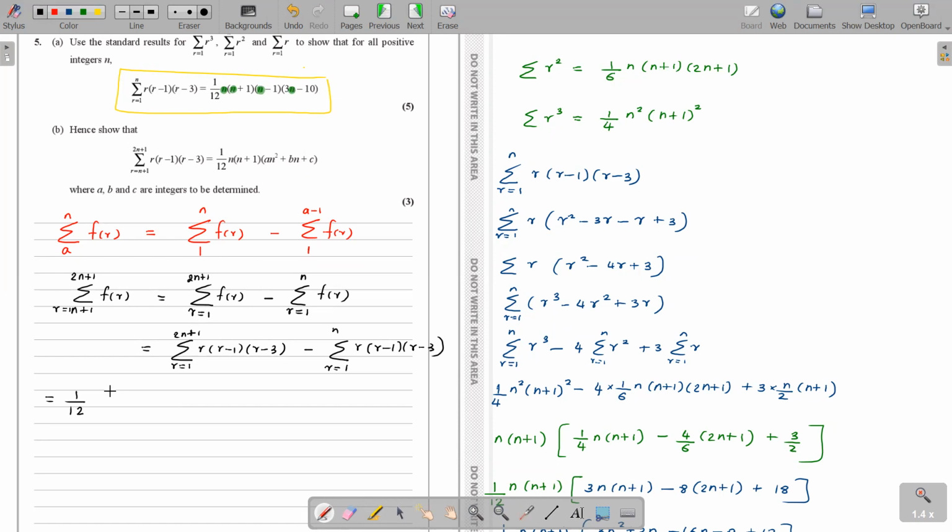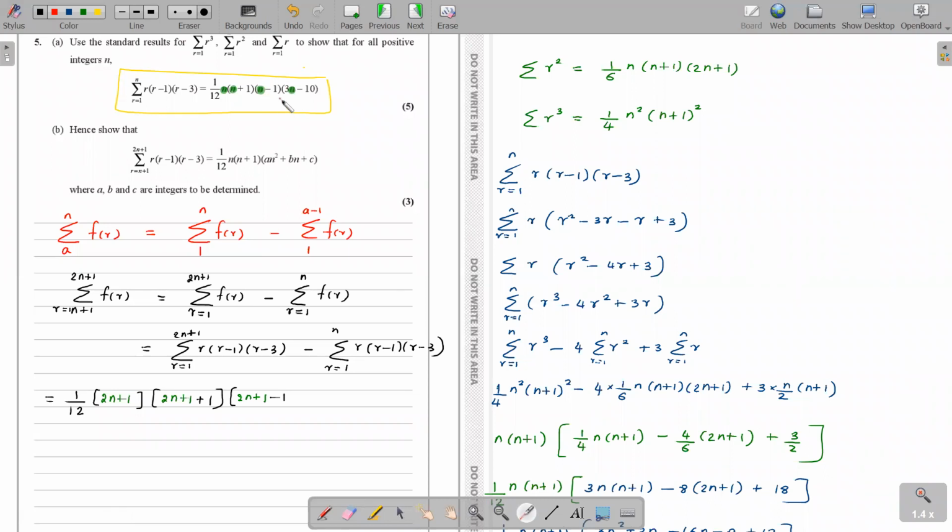1 over 12 times, n is 2n plus 1. The next one, n plus 1: 2n plus 1 is n, and separately plus 1. Are you seeing what I'm doing here? I'm replacing every single n with 2n plus 1. Then n minus 1, again open bracket, n means 2n plus 1, and then there is this minus 1 here. Here the n is replaced as 2n plus 1 and then there's minus 1.